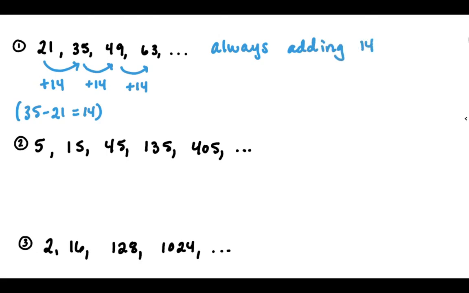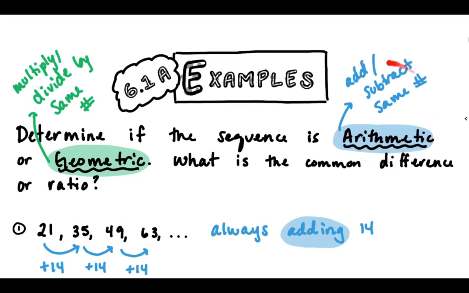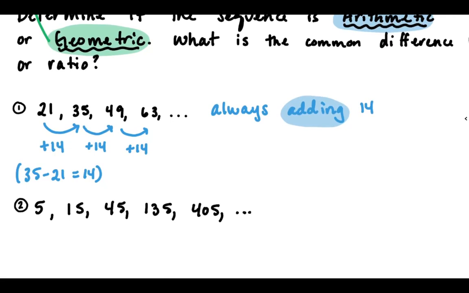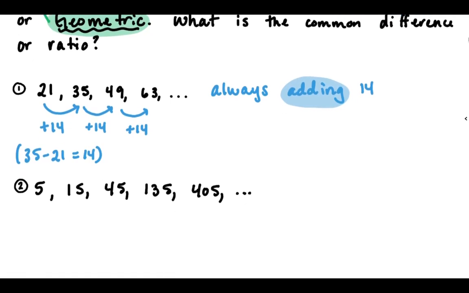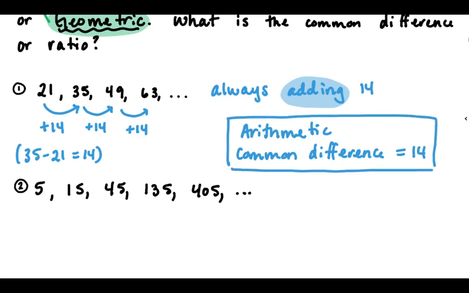All right, and the key word there is adding. So our adding sequence is the arithmetic. If we're always adding the same number, it's an arithmetic sequence. So because we figured out this one's always adding, it's arithmetic. And our common difference is 14. So whatever that number is that we're always adding. All right, first one done.